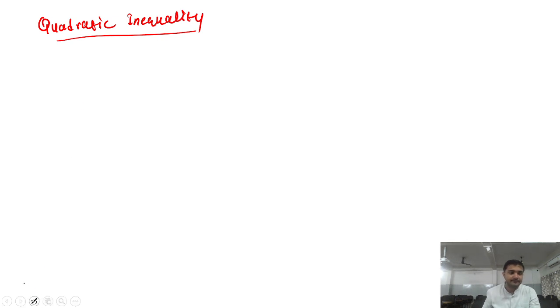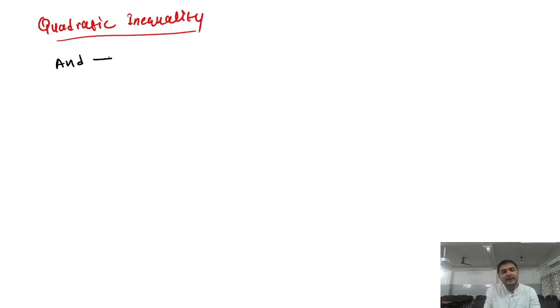So, starting with quadratic inequality. Quadratic inequality means it will have two factors. Till now we had only one factor. Here you need to pick two words.